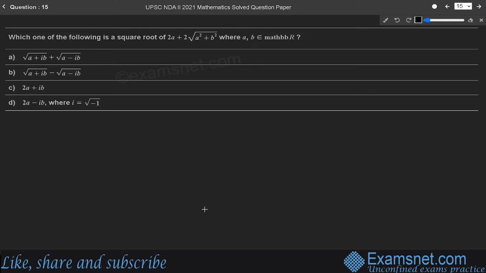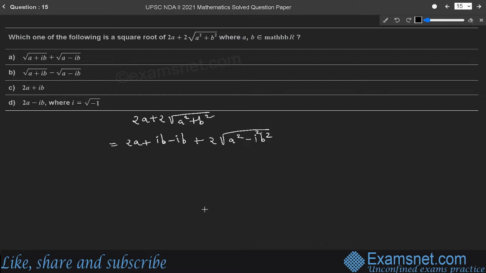Next question is, which one of the following is a square root of 2a plus 2 into under root of a square plus b square, where a and b belong to R? The given term is 2a plus 2 into under root a square plus b square. So it can be written as 2a plus ib minus ib plus 2 into a square minus i square into b square, because we know that minus ib plus ib is 0 and i square is minus 1.